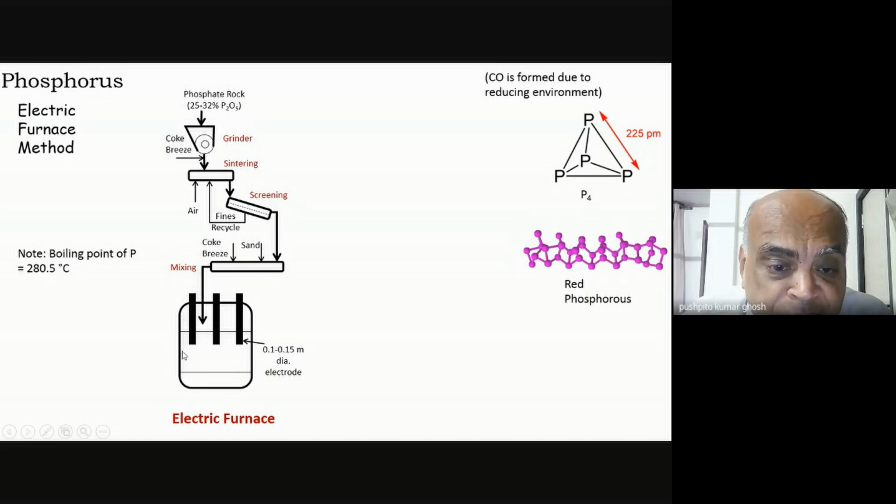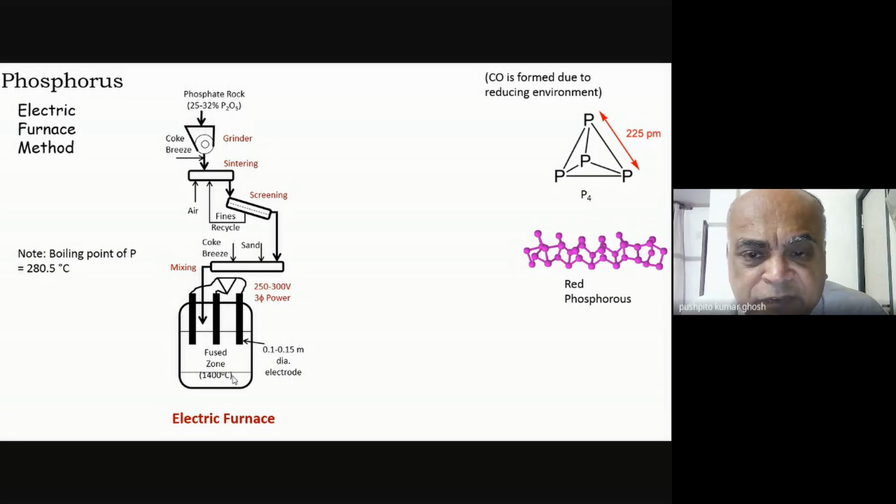And this is your electric arc furnace, which was invented by Henry Moissan. Of course, you need power. You need a 250 to 300 volt line. And this consumes a huge amount of power. And I'll show you why. Because the temperature in this fusion zone is 1400 degrees centigrade. You cannot get 1400 degrees centigrade by just burning coal, or natural gas, or even an oxyacetylene flame. Only an electric arc furnace will give you that kind of temperature.